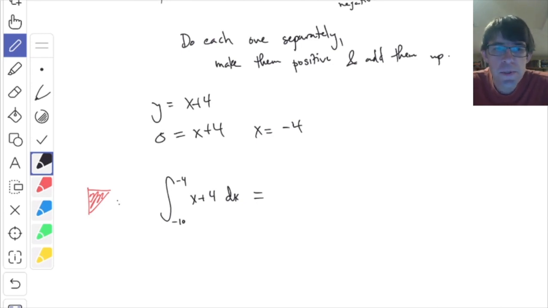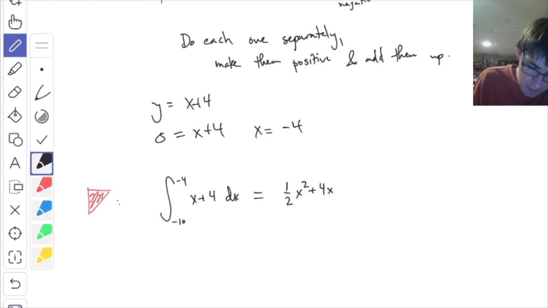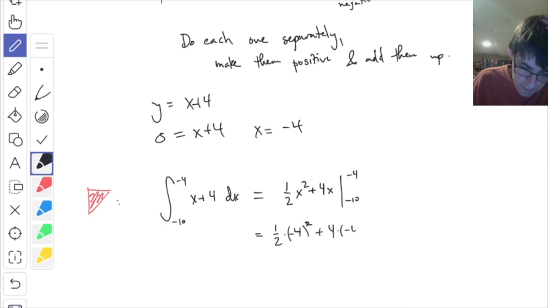Again, in this problem, you will see the integrals themselves are not hard to do, really. The hard part is just all the setup that you have to do to get to the point where you're doing the integral. So what do we get here? The antiderivative should be 1/2 x squared plus 4x, and I'm plugging in negative 4 and negative 10, right? I plug this in. I get 1/2 times negative 4 squared plus 4 times negative 4, minus 1/2 times negative 10 squared plus 4 times negative 10.